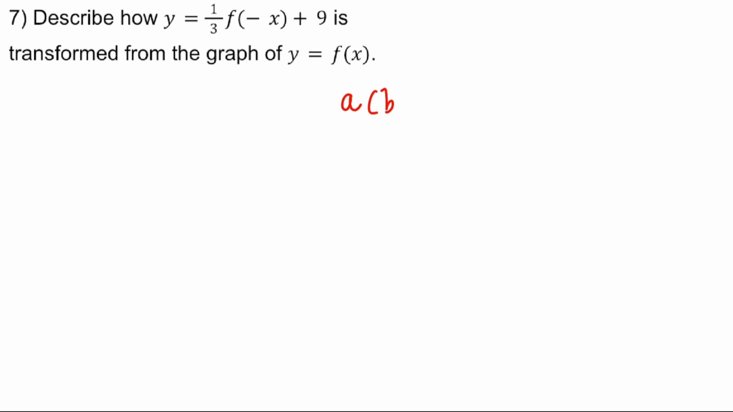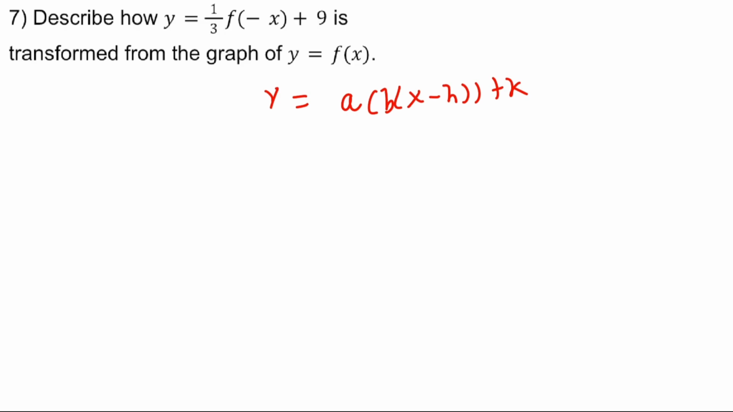A times b of x minus h plus k. Our a value, if you recall, I'm actually going to write this as y equals. Our a value is going to represent that vertical dilation. If a is 2, we're going to multiply our outputs by 2. If a is 1/3, we're going to multiply our y values by 1/3. And a can also represent the reflection across the x-axis. If a is negative, we're going to reflect downward.